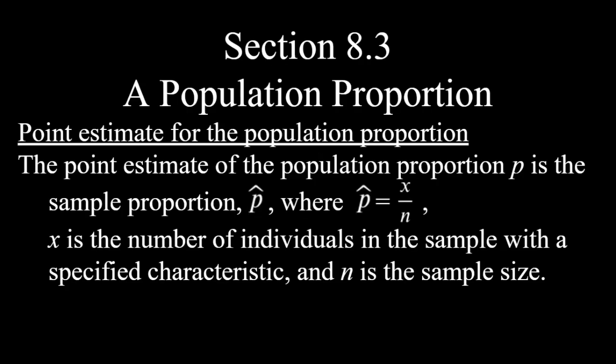We are going to finish up our unit here with section 8.3, and we're talking about a population proportion and the confidence intervals as they apply to population proportions. So first, just a reminder, the point estimate for the population proportion is p hat. And we remember that p hat is x divided by n. X is the number of individuals in the sample that have a specified characteristic, and then n is still the sample size as usual.